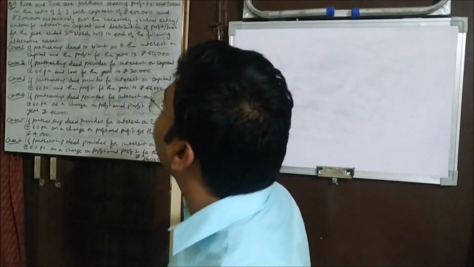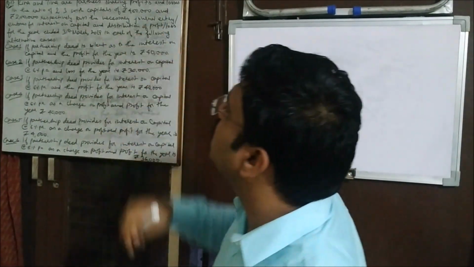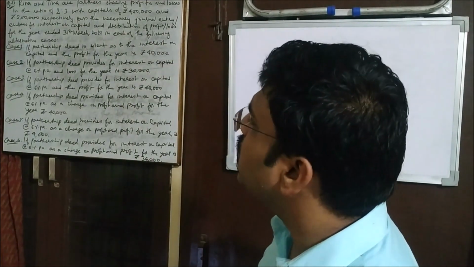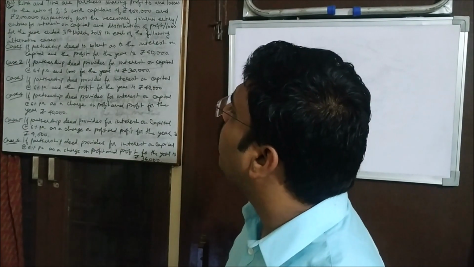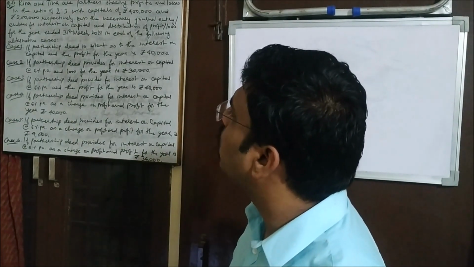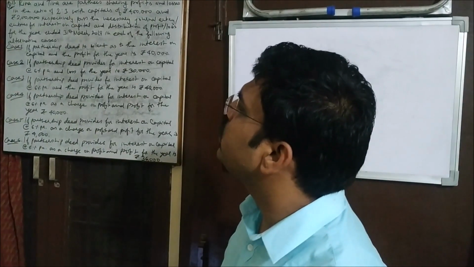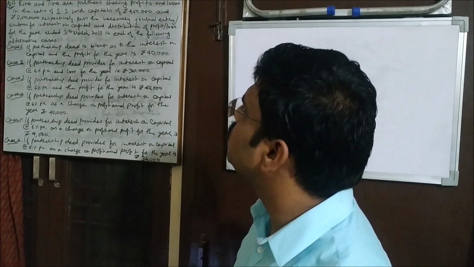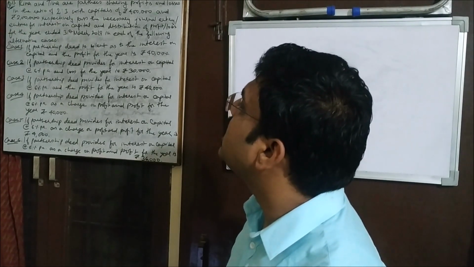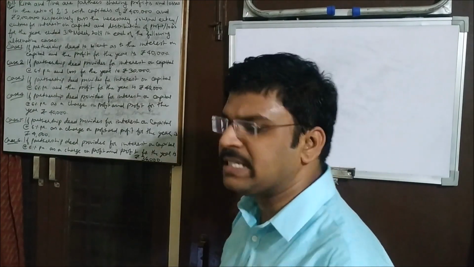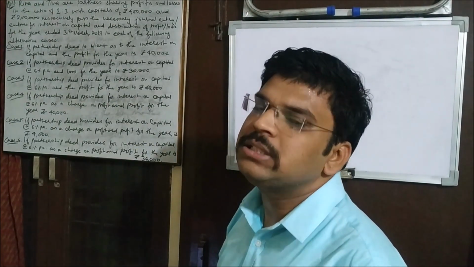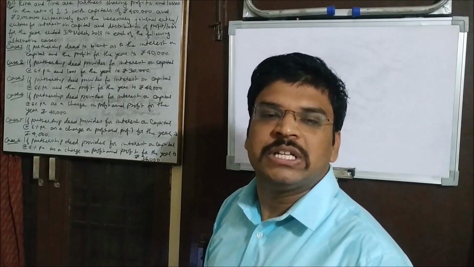Reena and Tina are partners sharing profits and losses in the ratio of 2:3 with capitals of rupees 4 lakh and rupees 2 lakh respectively. Pass the necessary journal entries for interest on capital and distribution of profit or loss for the year ended 31st March 2019 in each of the following alternative cases. Alright, so we need to pass here entries related to interest on capital as well as distribution of profit.